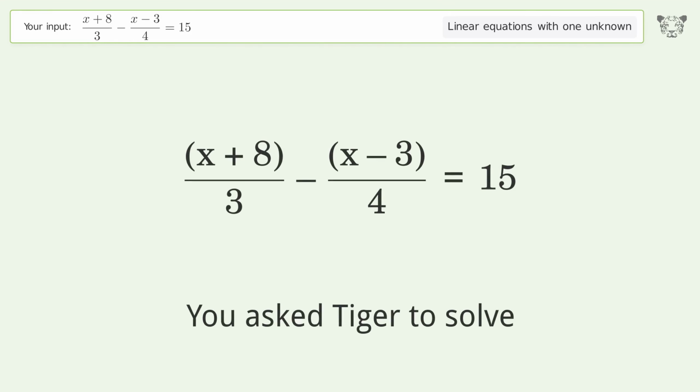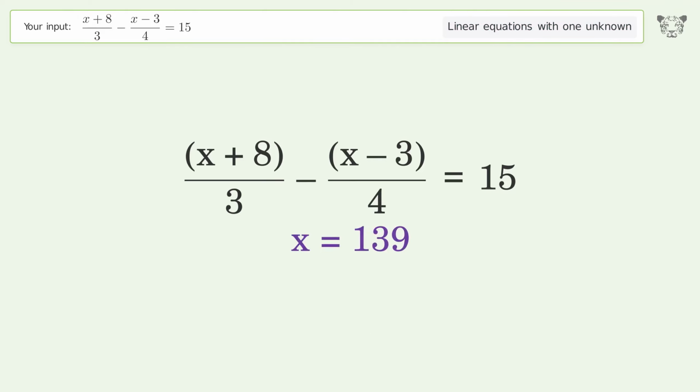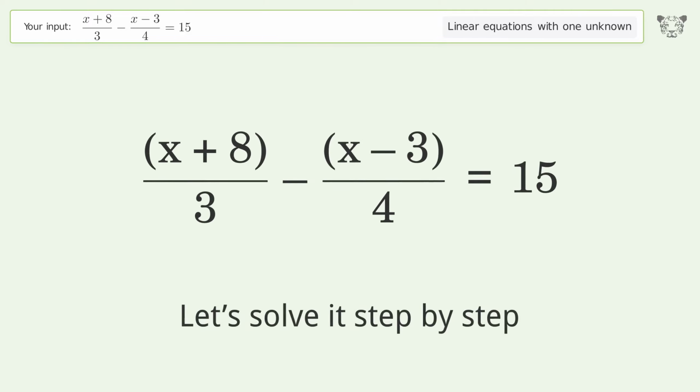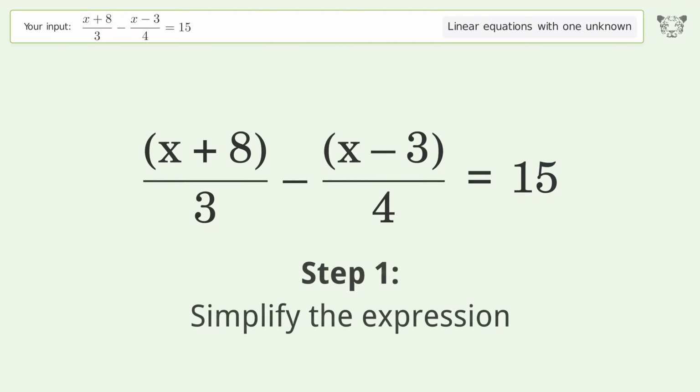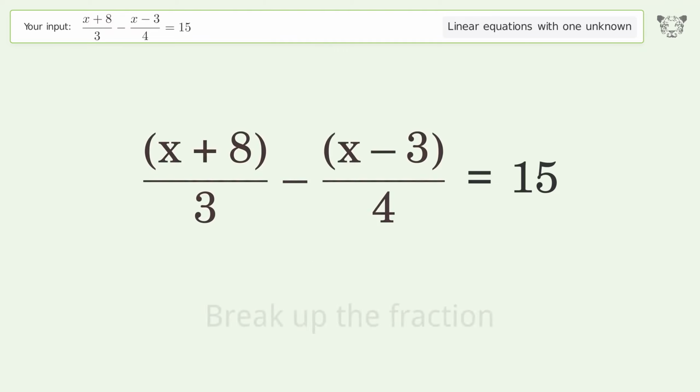You ask Tiger to solve this, which deals with linear equations with one unknown. The final result is x equals 139. Let's solve it step by step. Simplify the expression. Break up the fraction.